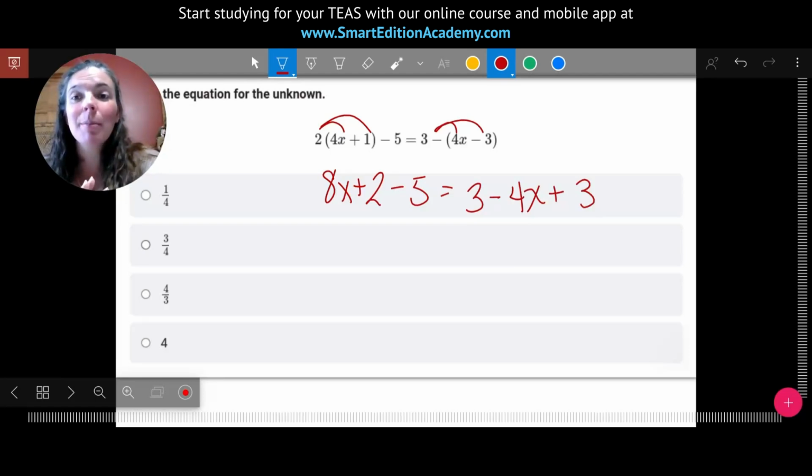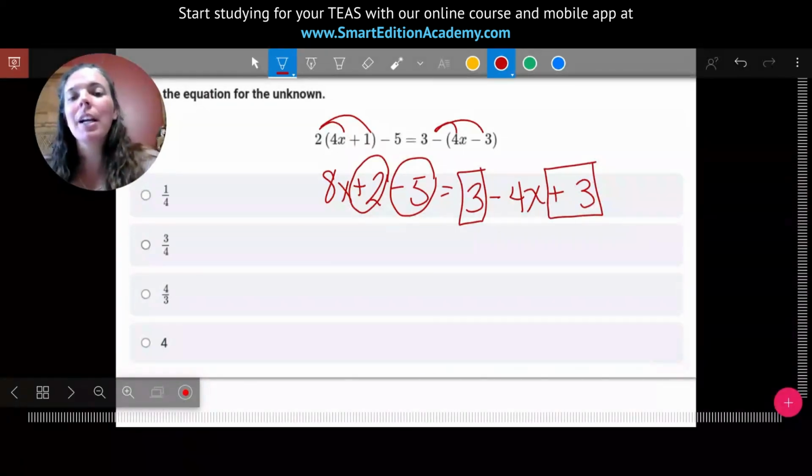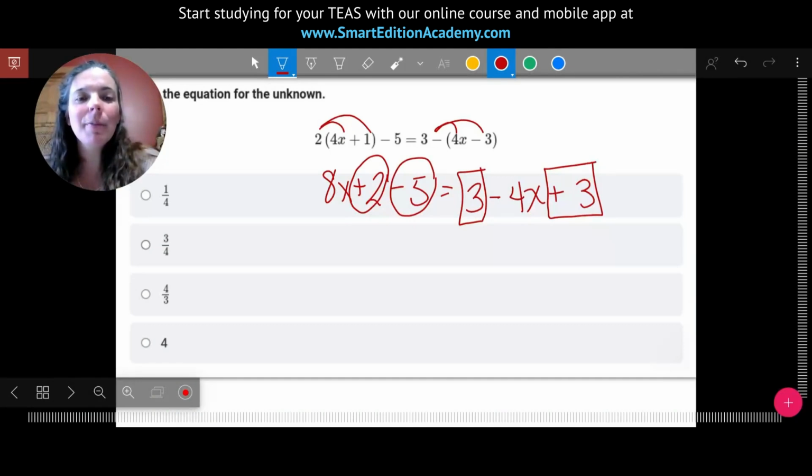Our next step is going to be, can I simplify by combining like terms? On the left side, it looks like I can do plus 2 minus 5. On the right side, I have 3 plus 3. Notice how I'm keeping the sign that's in front. You want to be really aware of your signs when you're combining like terms so that you add them correctly. So plus 2 minus 5 would be minus 3. 3 plus 3 is 6, and then minus 4x.